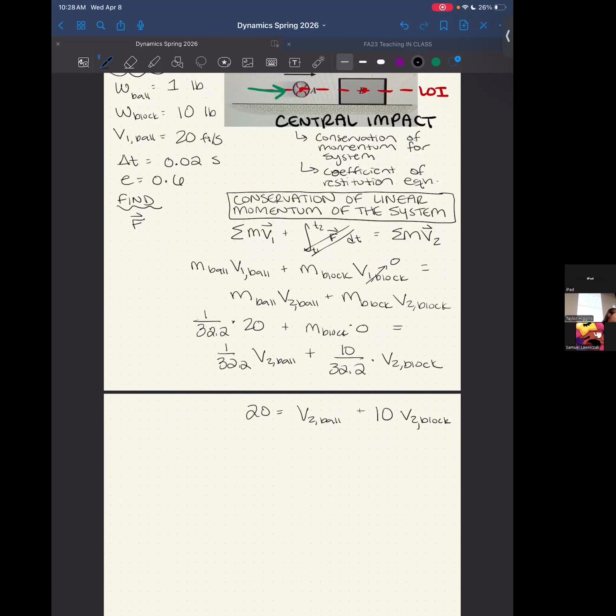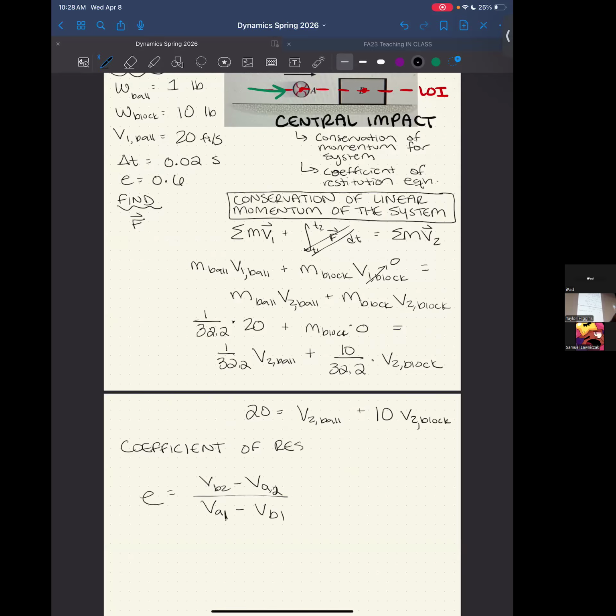You guys remember the coefficient of restitution equation? I think I remember it. VB2 minus VA2 all over VA1 minus VB1. Yeah, the twos are on top, the ones are on the bottom.